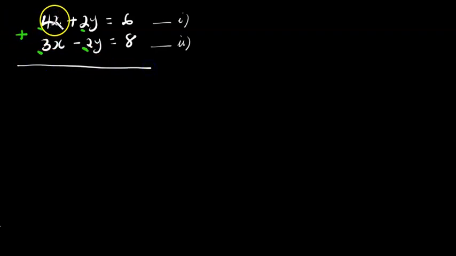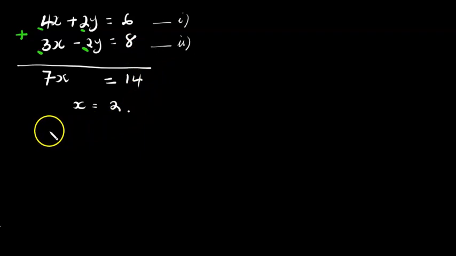So in this case, we have 4x plus 3x, the answer is 7x. And when I have a positive 2y plus a negative 2y, the answer is 0. And then I have 6 plus 8, the answer is 14. So when you divide by 7 on both sides, you have x equal to 2. Now, since x is equal to 2, we can substitute 2 in any of these equations and get the value of y.